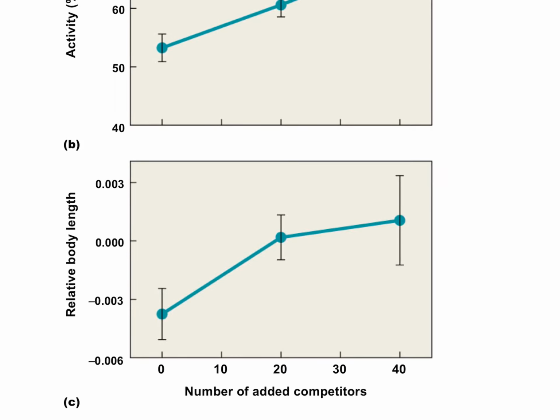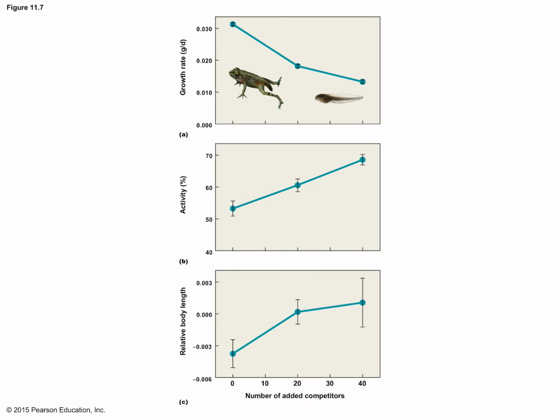Then here we have relative body length. So here we have, again, population density going up, and relative body length. So individuals that are longer, tadpoles that are longer, are better able to compete in terms of their food source, whether it's algae or whatever they happen to be feeding upon. Okay.